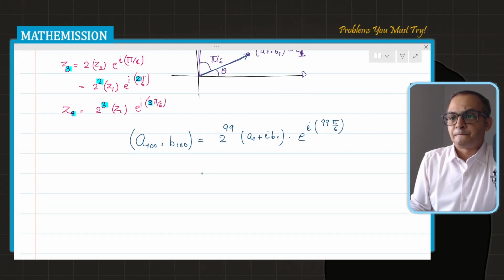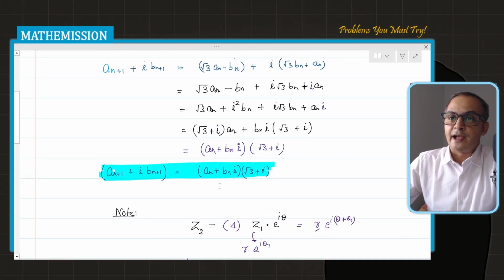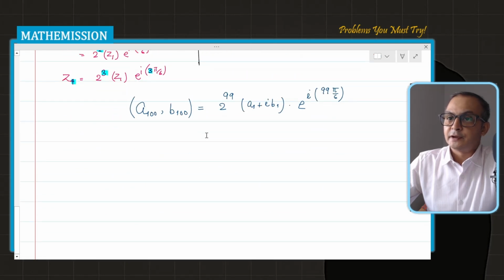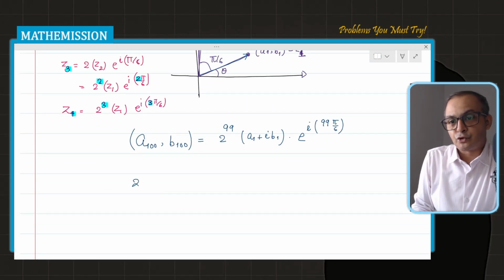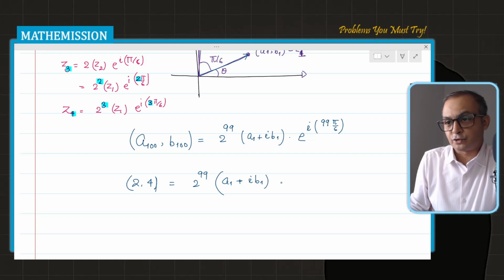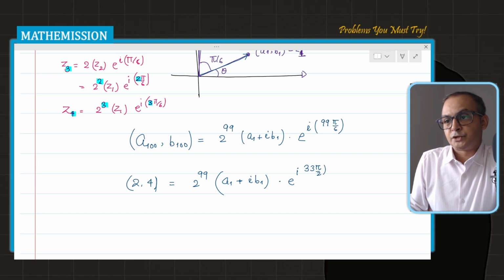So what is happening there? A100 comma B100 is already given to you as 2 comma 4 in the question. It means I can safely replace it by 2 and 4 respectively. So 2 comma 4 must be equal to this quantity, so 2 to the power 99, and this I can evaluate. So let me just write this first, then we will evaluate it also. This is nothing but e to the power i, and this is 33 pi by 2.